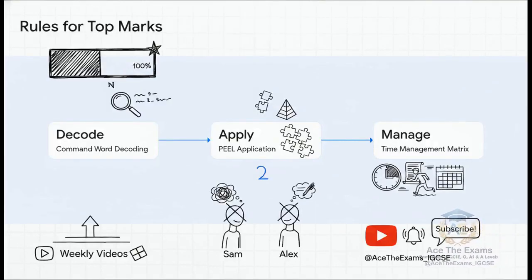Let's summarize everything into the ultimate mathematics success blueprint. If you actually want to see the progress bar of your mark potential hit 100%, you must religiously follow these 3 rules. Rule 1. Command word decoding. You have to know exactly what framework is being asked of you. Rule 2. Peel framework application. You must structure every single mathematical argument logically so the examiner can follow it.